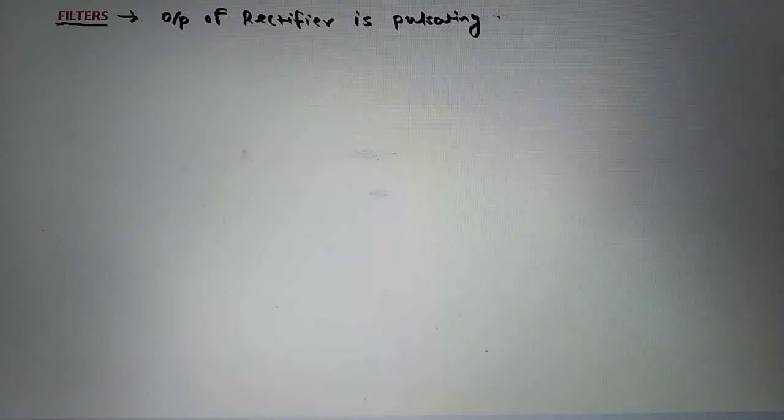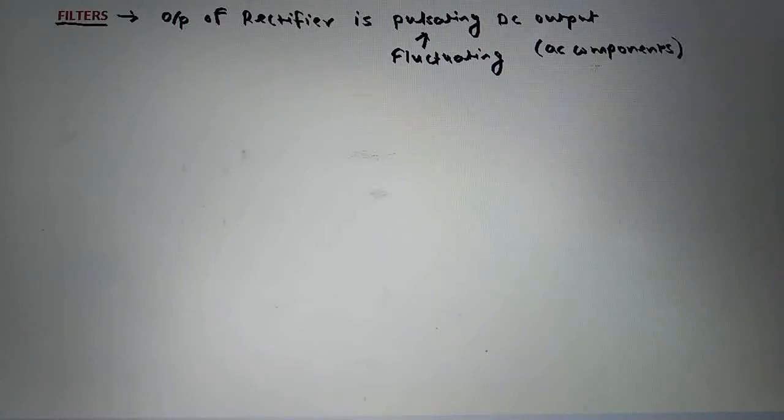Next is filters. As we know, the output of a rectifier is a pulsating DC output. That means the output of a rectifier is fluctuating, and this fluctuating or pulsating DC output of the rectifier consists of AC components. And those AC components we call ripples.